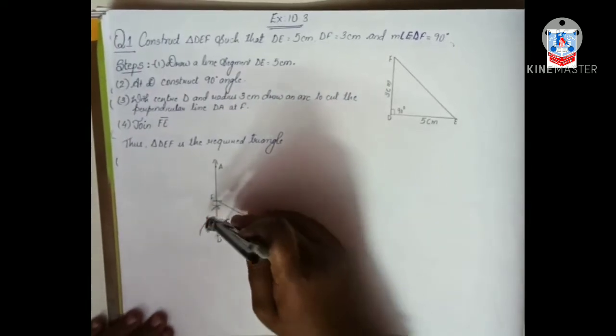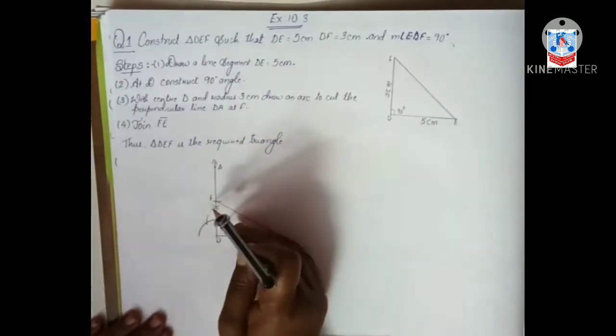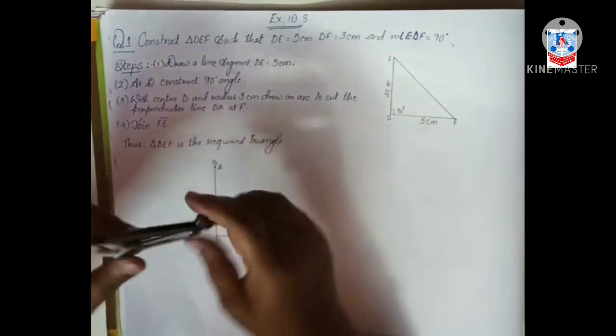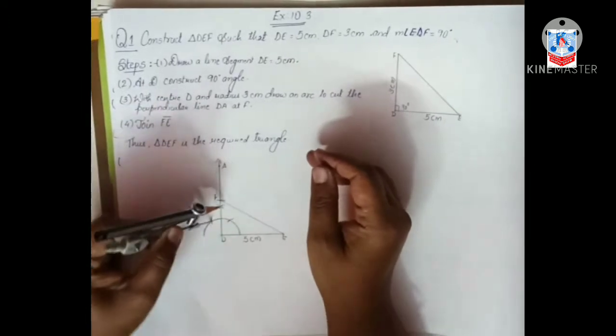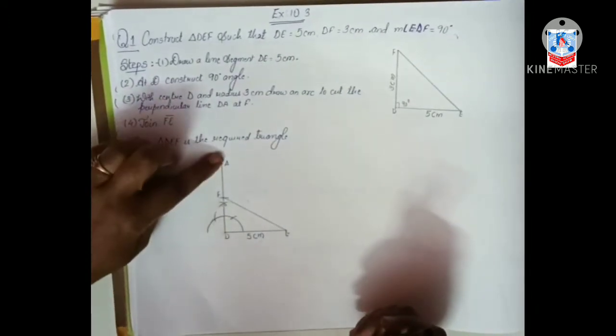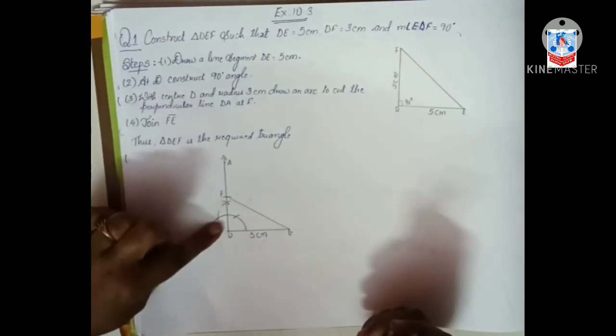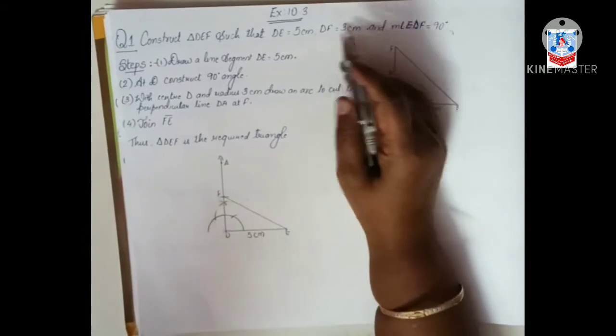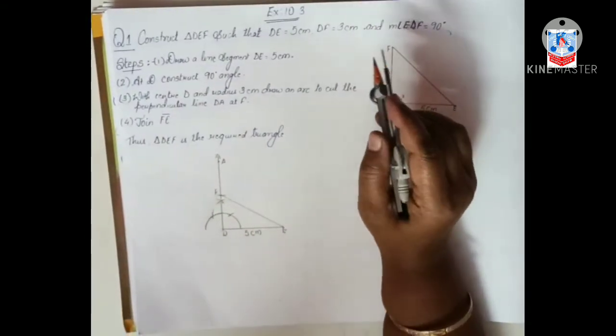Then again with this you will make an arc. Then again with center here and with center here you will make an arc. Then you will join this line DA, that is perpendicular line DA. Now what is given? DF is equal to 3 cm.